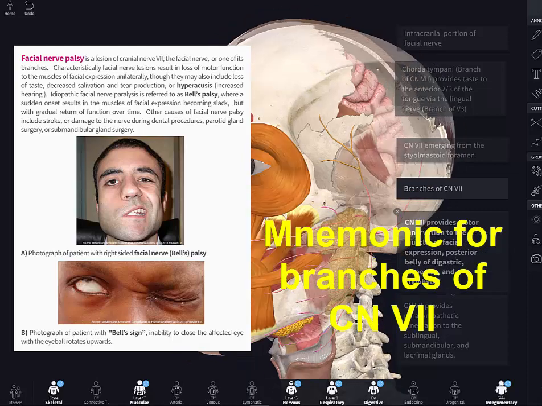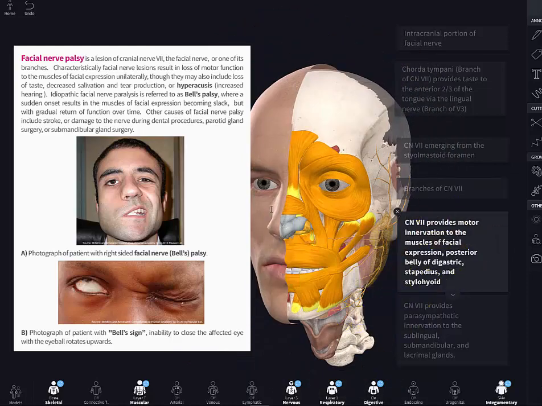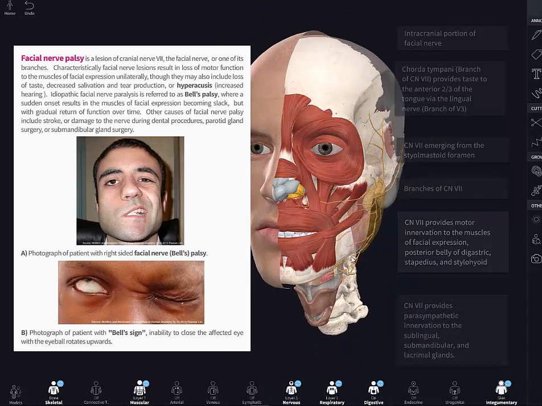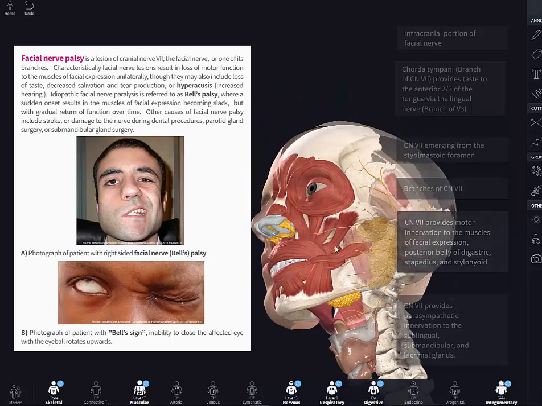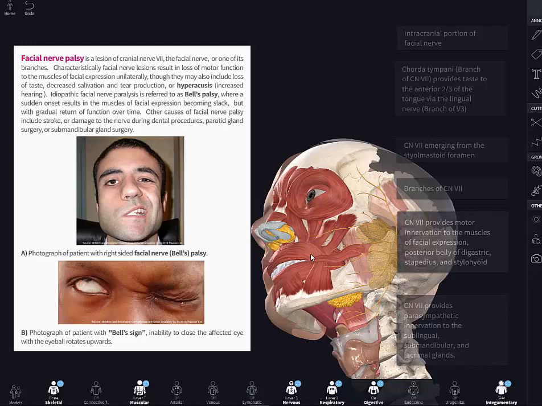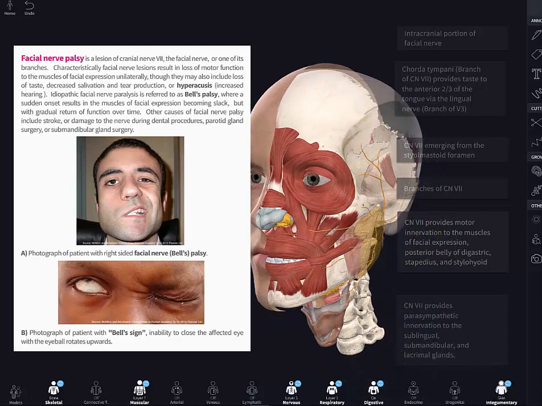Okay, so the facial nerve will provide motor innervation to the muscles of facial expression. In addition to that, also to the posterior digastric, the stapedius, which is a tiny little muscle in the inner ear, and the stylohyoid, which, as the name implies, goes from the styloid process to the hyoid bone.